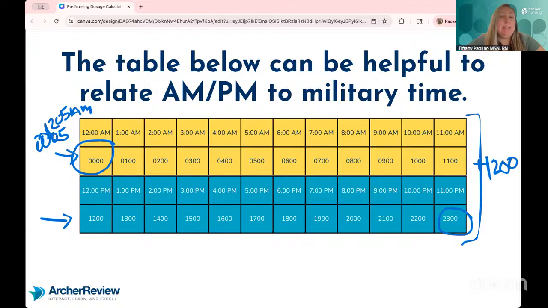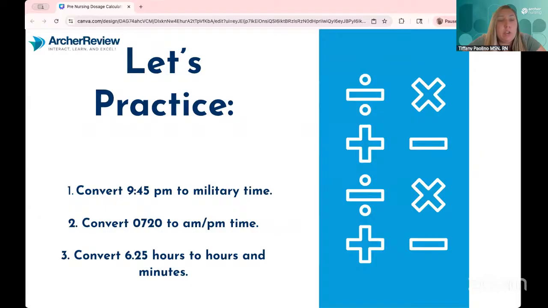Okay, let's practice some of these. I have 3 practice questions for us. So we need to convert 9:45 p.m. to military time. So remember what I just said? All you do is add 12, or 1200, I should say. So you're going to add 12 to the 9, and that 12 plus 9 is 21. And then you're going to keep the 45 because there's nothing to add there. So 2145 would be the answer to number one.